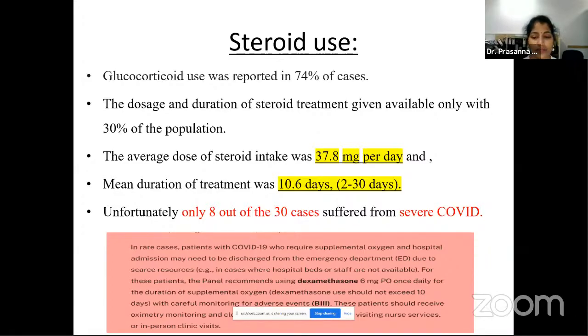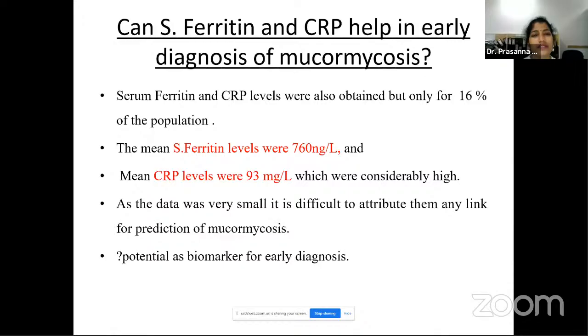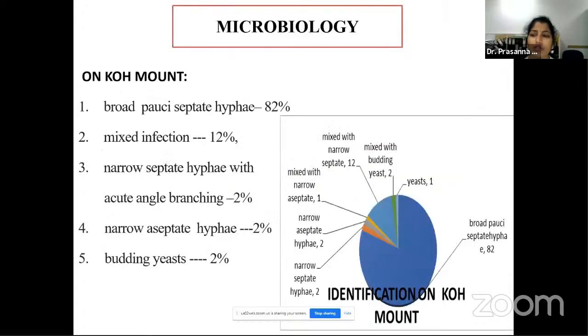And out of the 30 cases, only 8 suffered from severe disease. And this value is far above the recommended guidelines. Serum ferritin and CRP levels were considerably higher in these patients, giving a hint that they could be potential biomarkers for early diagnosis. Coming to the microbiology, on KOH mount, 82% of them showed broad aseptate or pauci-septate hyphae suggestive of Mucorales, and 12% showed mixed infections.